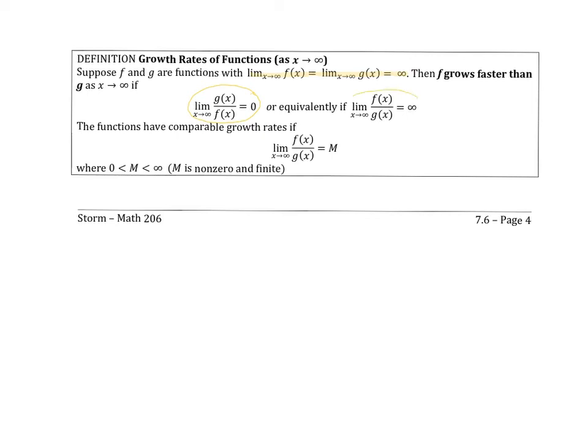Now if you take the limit as x goes to infinity and the limit is infinity, that just means the function in the top, in this case f of x, is growing faster than g of x. It could happen when you take the limit as x goes to infinity that you get some number m, where m is some positive number greater than 0. If that happens, then the functions grow at comparable rates.